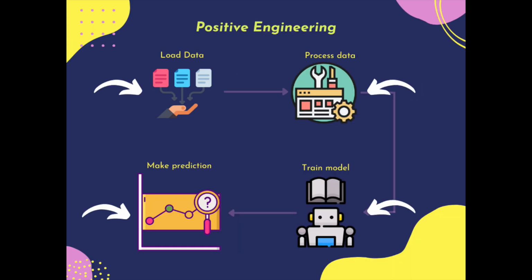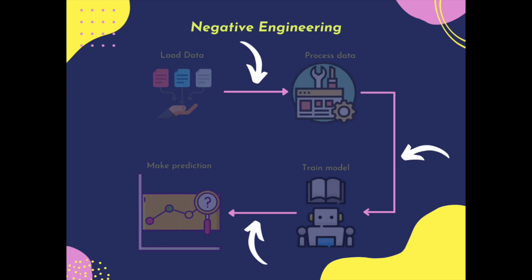What is negative engineering? Before talking about negative engineering, let's talk about positive engineering. Positive engineering is to write code to achieve a certain objective. That objective could be training a good machine learning model or gaining insights from your data. In general, positive engineering is probably what you enjoy doing. It includes the components highlighted in this graph.